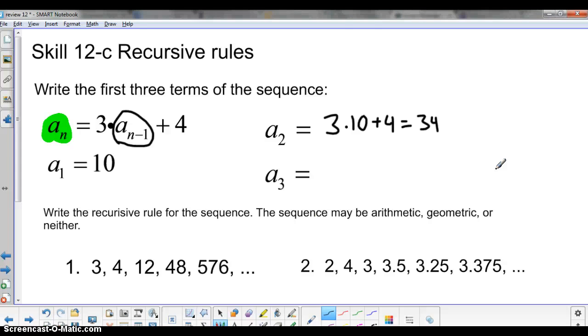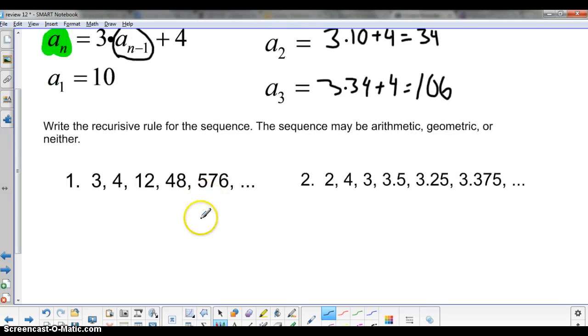For the third term, I'm going to take 3 and multiply by my previous term, which, if I'm in the third term, would be the second term. 3 times 34 plus 4 equals 106. And that's what I'll be looking for on the first question in recursive rules. Do you understand how to plug in the previous term to get the next term?